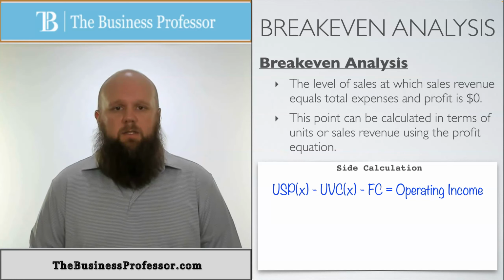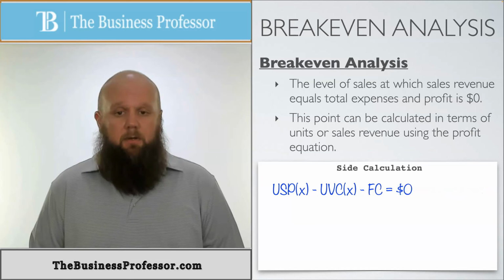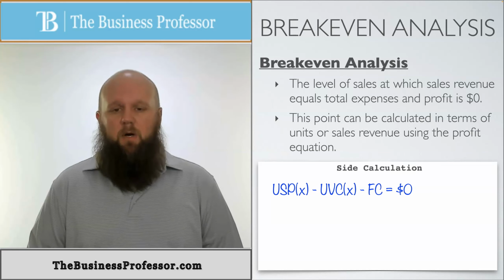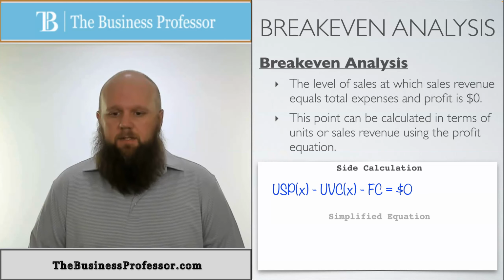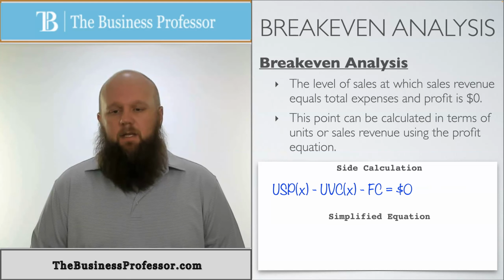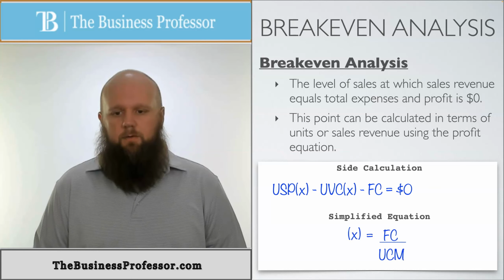operating income. In order to convert this to a break-even analysis, all we have to do is switch the operating income to zero. Because remember, break-even just tells us what it is at a zero level of profit. From our simplified version, it used to be fixed cost plus operating income over UCM. We're just going to get rid of the operating income. It now just becomes fixed cost over UCM.